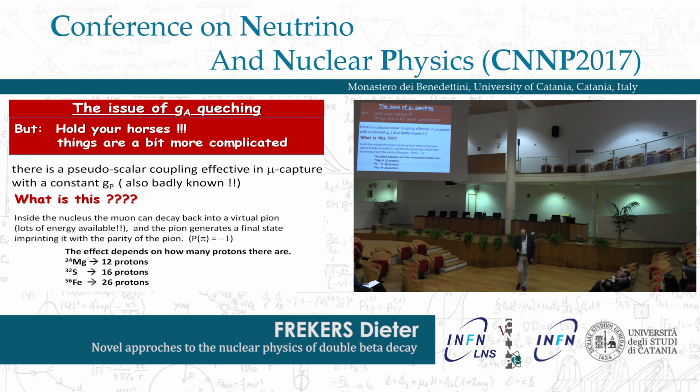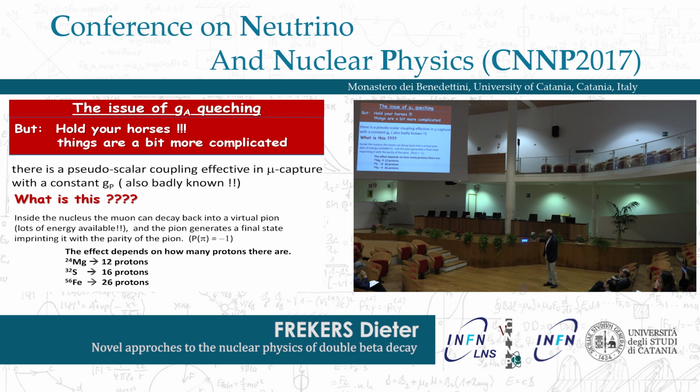So the issue of GA quenching. Hold your horses a bit. Things are a bit more complicated. In the muon capture process, there is also a pseudoscalar effective coupling constant. So what is the pseudoscalar part? Inside the nucleus, the muon can decay back into a virtual pion, with lots of energy available, and the pion generates a final state, imprinting it with the parity of the pion. So that makes a pseudoscalar part.